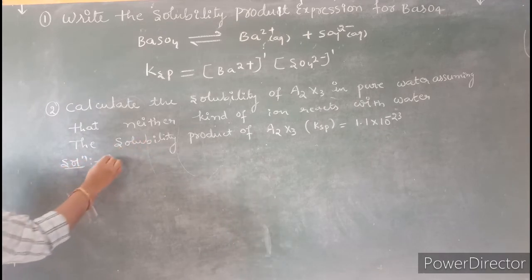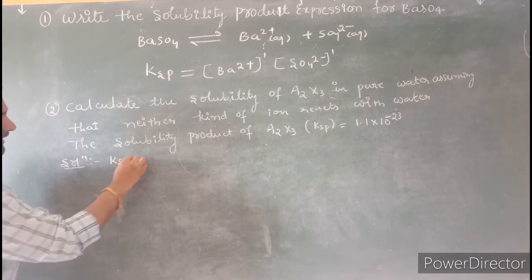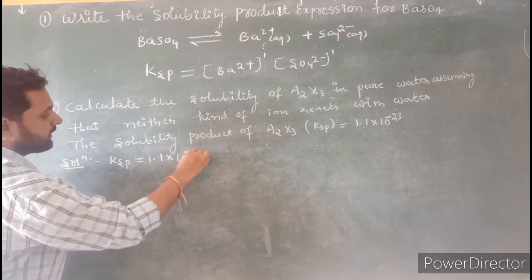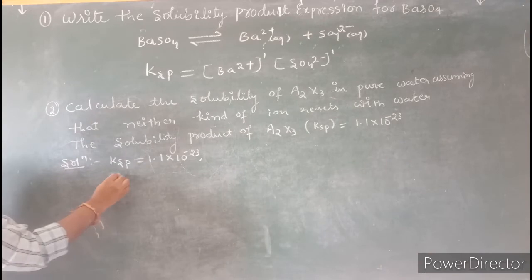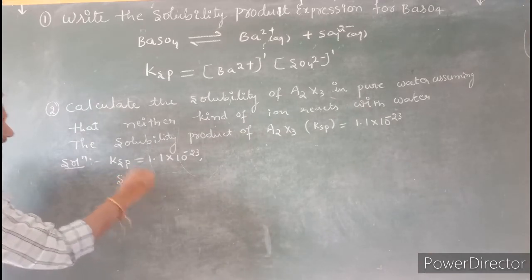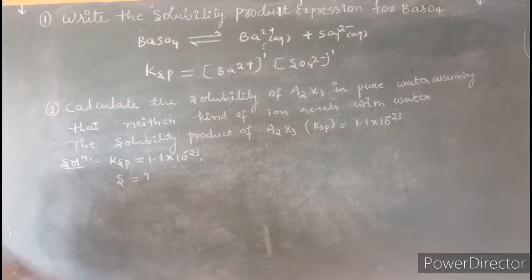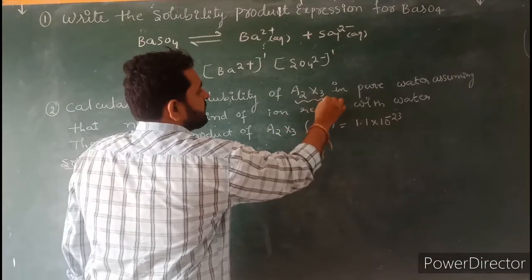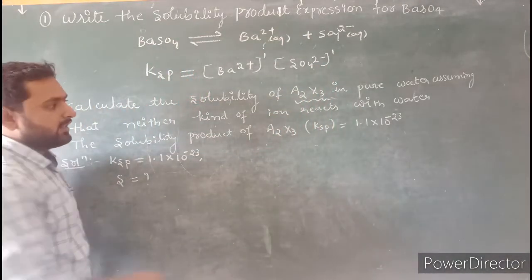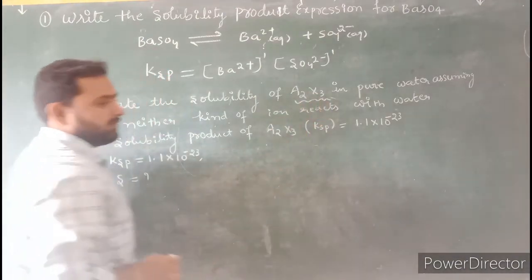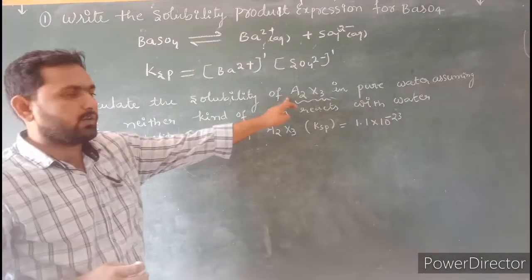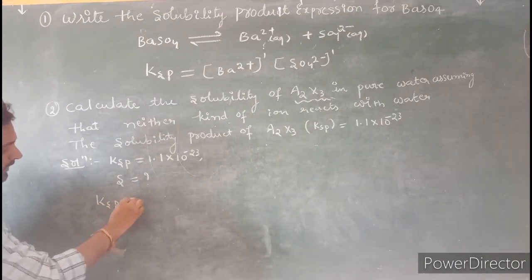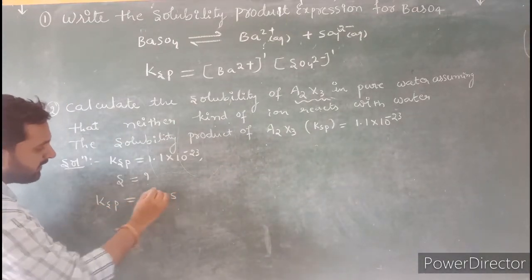Here the Ksp value is given. Ksp is equal to 1.1 into 10 power minus 23. Here we have to calculate the solubility. Now, what is the relation between solubility product and solubility for A2B3 type of electrolyte? Here the ratio is 2:3. For A2B3 type of electrolyte, the relation is Ksp is equal to 108 S power 5.